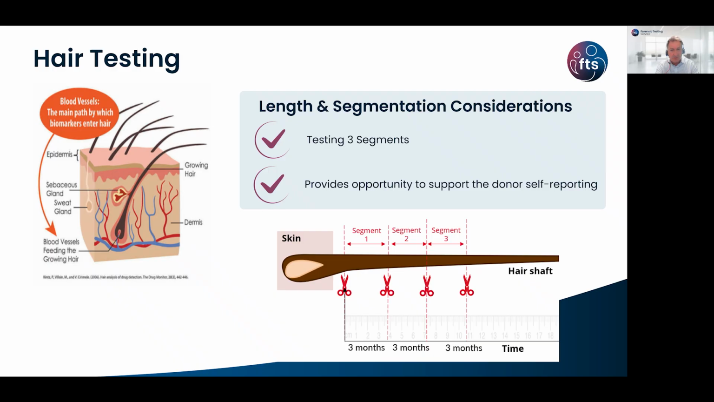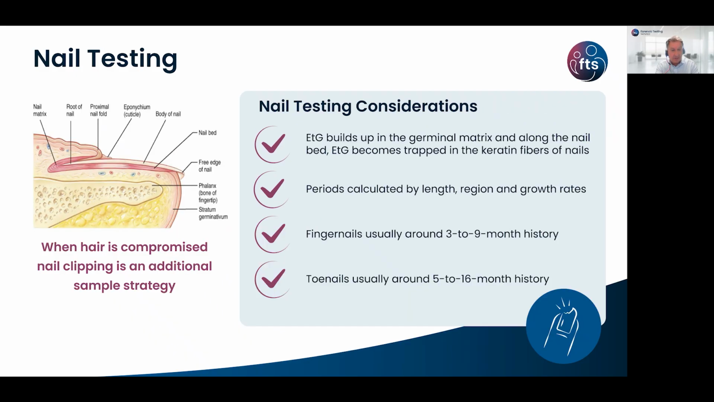So again, just bear that in mind, but it also gives you the opportunity to understand, because as part of what we do, we do a client questionnaire and we interview the client, and if they self-report what they are consuming, and if that's honest, then that will come through in the levels within hair, the ETG and ETPA. Nails are pretty similar as well.